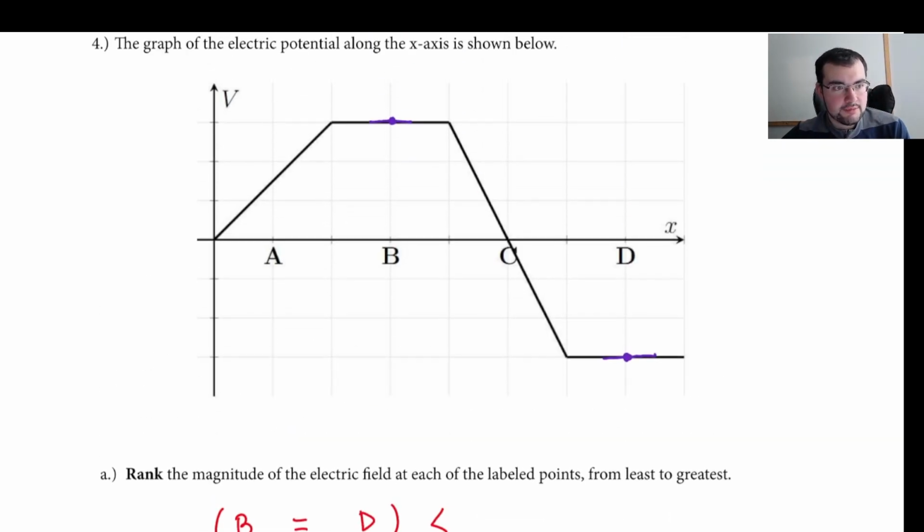Because at B and D, there is no downhill. So a positive charge will experience no force at those specific points, because there's no downhill for it to get pushed. Now let's look at A and C.